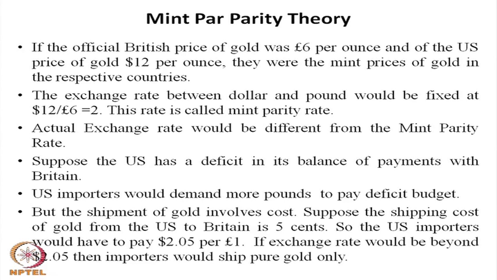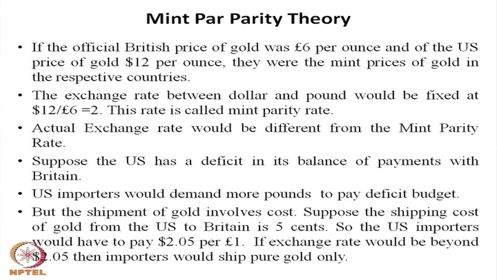$2.05, then the US importer would not pay dollars, rather they would transport gold from the US to Britain, because the transportation cost is added along with the gold price. Suppose that 1 pound sterling would be $2.10, then it is beneficial for the US importer to transport gold rather than pay in dollars. If the exchange rate goes beyond $2.05 per pound, then the importer would ship pure gold only. This is called the actual exchange rate between the US and Britain.